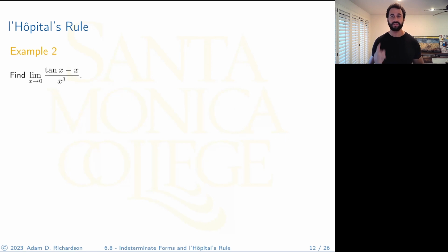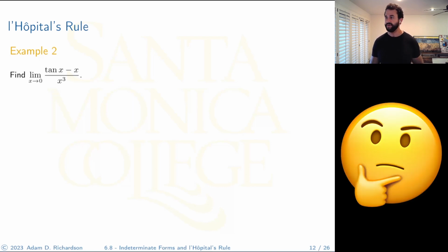Okay, let's do another one, and this one I want you to try on your own in the beginning. This is the limit as x goes to 0 of tangent x minus x over x cubed. I want you to think about it first. And again, what do you need to establish in order to use L'Hopital's rule? Think about that for just a moment.